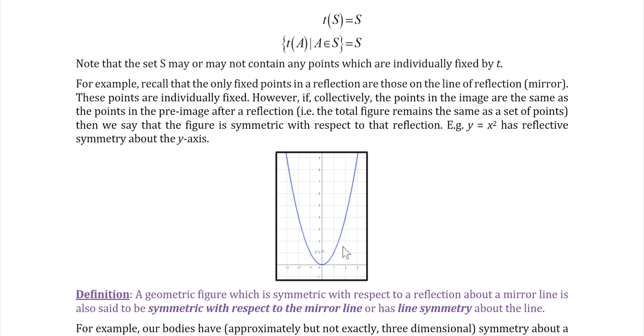So here's a graph of y equals x squared, and notice that the point (0, 0) is fixed, but the point (1, 1) moves to the point (-1, 1), but that's a point in the set, and the point (-1, 1) gets moved to the point (1, 1), but that's a point in the set. Everything in the first quadrant gets moved to the second quadrant, and the second quadrant gets put right back on where the first quadrant was. When the dust settles, the set of points is exactly the same.